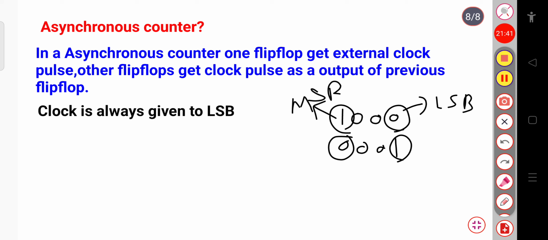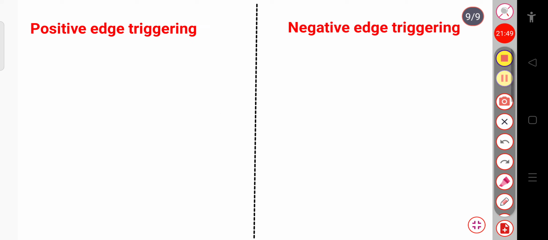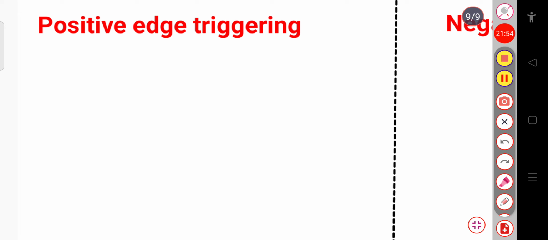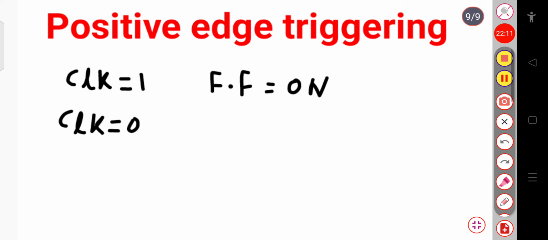Now we'll discuss positive edge triggering and negative edge triggering. So let us start with positive edge triggering. In the case of positive edge triggering, when the clock is 1, that is in the on state, we can say the flip-flop is in the on state. And when the clock is given 0, the flip-flop is in the off state. Okay. This is the basic condition for positive edge triggering.